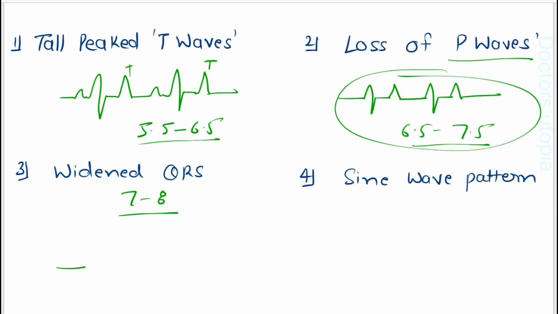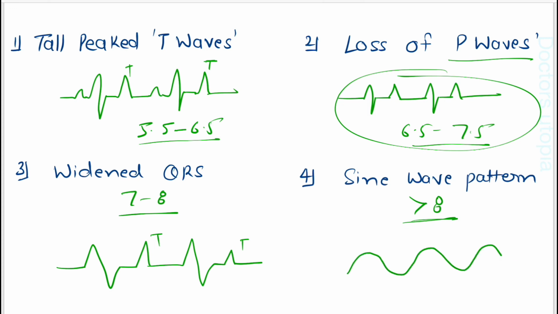Next is widened QRS. Widened QRS will occur when the level of potassium is between 7 and 8, and the ECG will look something like this. Everything is widened. The QRS is widened, then the T wave, then widened QRS, and then the T wave. Next is the sine wave pattern, when the level of potassium goes above 8. In that case, this sine wave pattern will appear, and it looks like this.